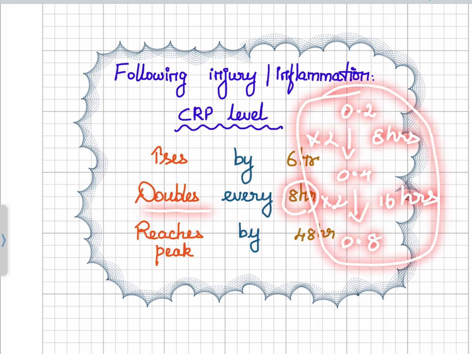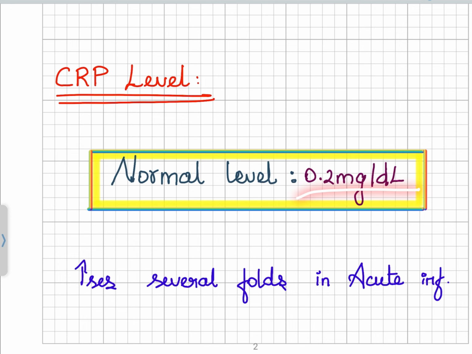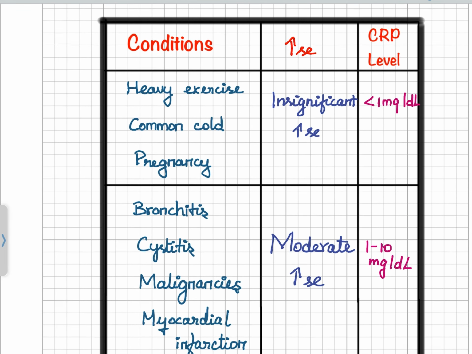This is the pattern, right? It doubles every 8 hours. And at the 48th hour, it reaches its peak. Okay? Let's see in detail. As I said, the normal level of CRP is 0.2 milligrams per deciliter and it increases several folds in every acute inflammatory condition. Let's discuss conditions in detail.